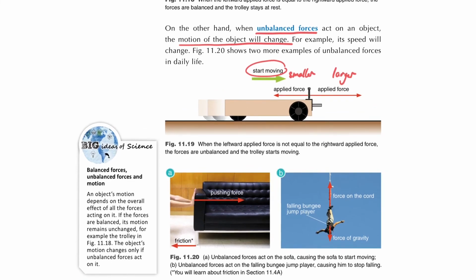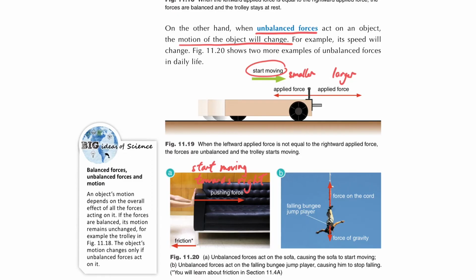For another example, if we consider figure A, if we have a larger pushing force on the sofa than the friction acting on it from the ground, then we can imagine the sofa may start to move to the right. So this is the effect of the unbalanced force.